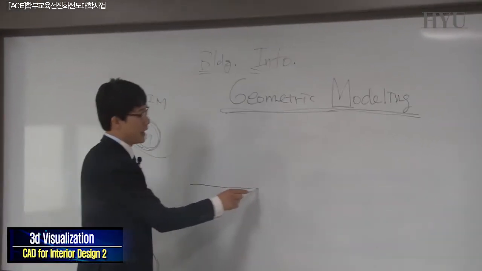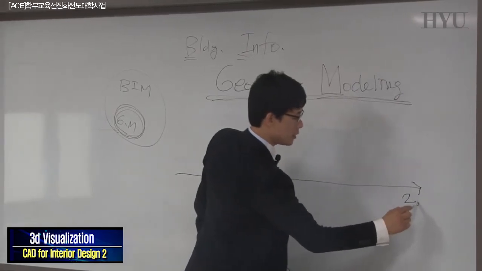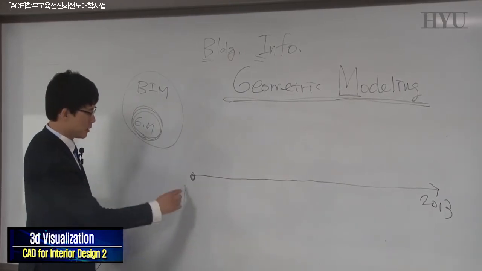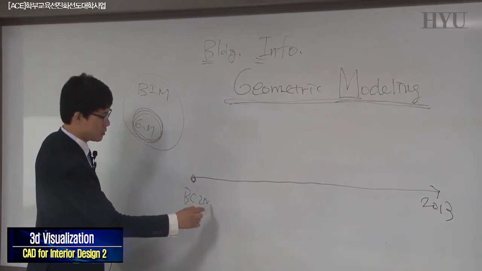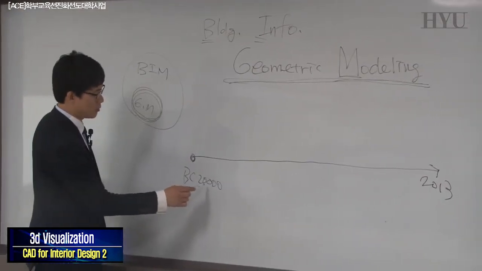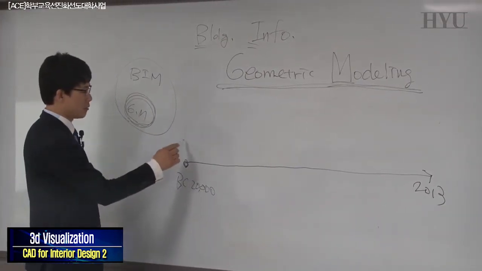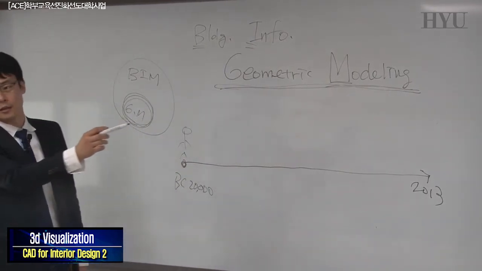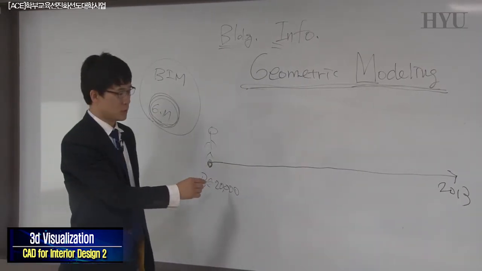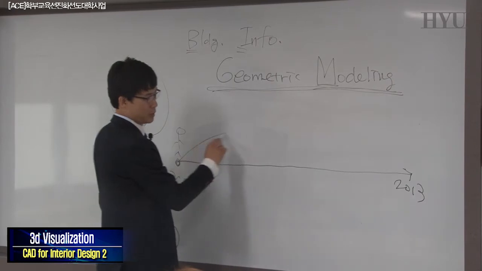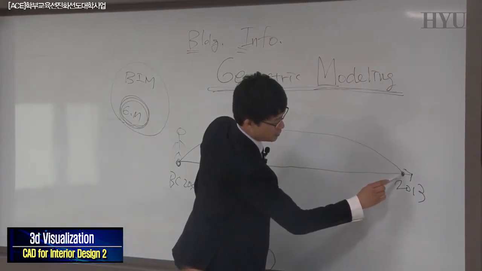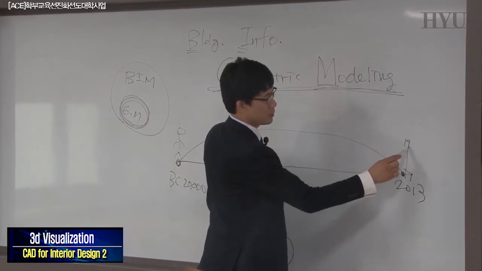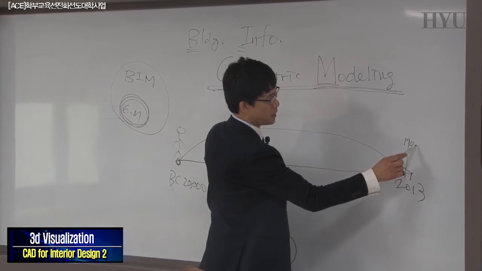If we draw a line, this is 2013 now, and this is, I'm not sure, BC 20,000? I don't know the correct numbers, but anyway, when a human being created, they use that, something like that, right? How long? From here to somewhere here. Actually, it's shorter than this one. Here, 1944, 3, 5, I'm not sure.